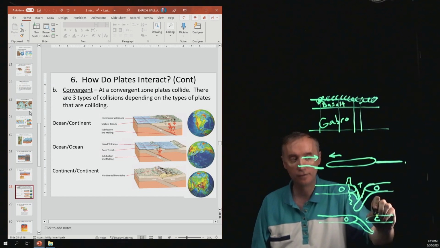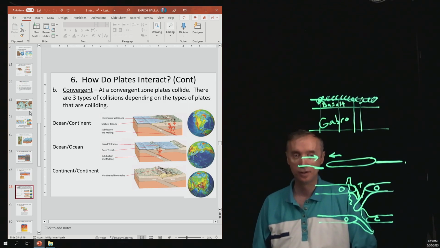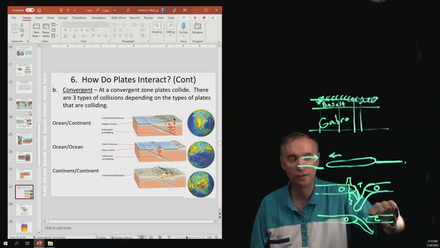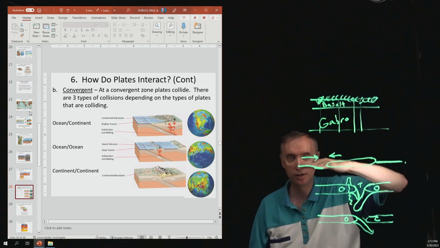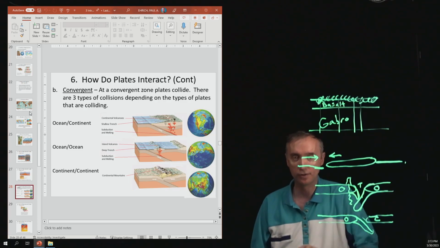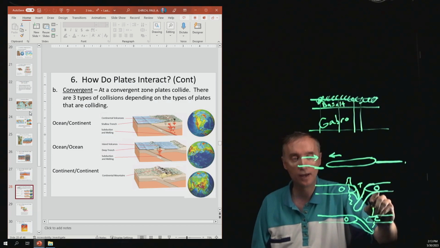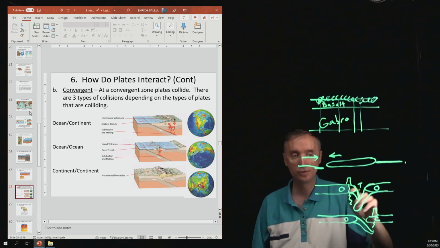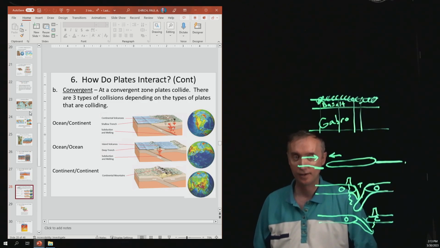So don't have the continent doing this. That would be incorrect to draw it that way. This continent basically stays horizontal, and this is the one that goes underneath it. But it's going to melt, material comes up, you have volcanic mountains. So this time you're going to have a volcanic mountain system. An example of this would be the Rocky Mountains in the United States.